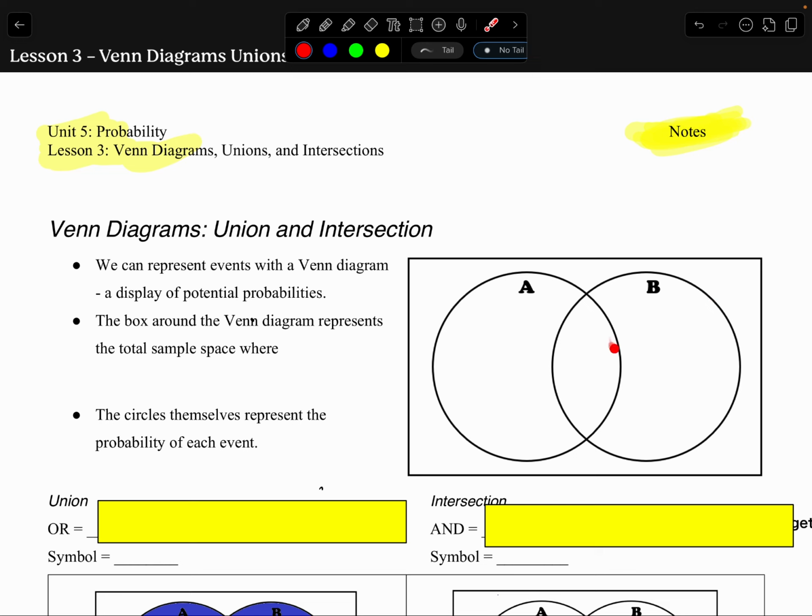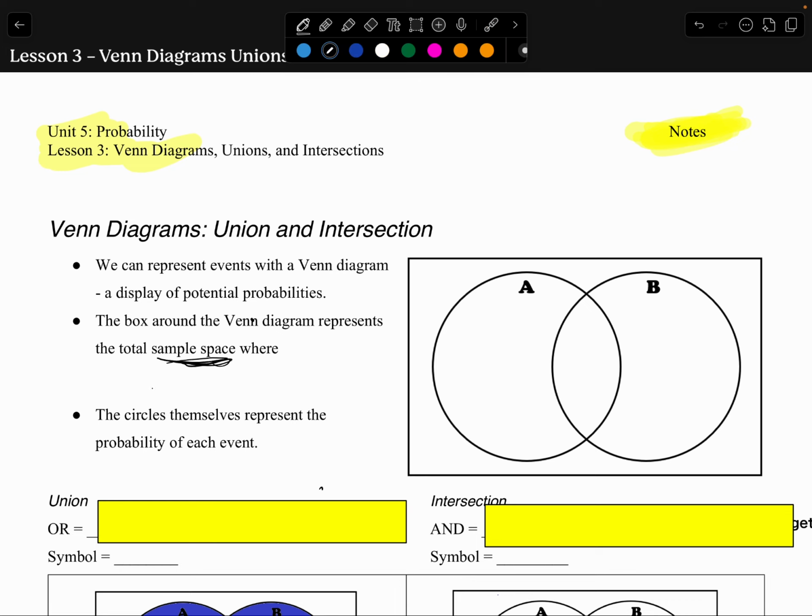If they're touching, we say they are intersecting. This is the intersection in the middle. This is where both A and B happen, because it's part of the A circle and part of the B circle. So we can represent things happening with these boxes and Venn circles. And this whole thing is called the sample space.